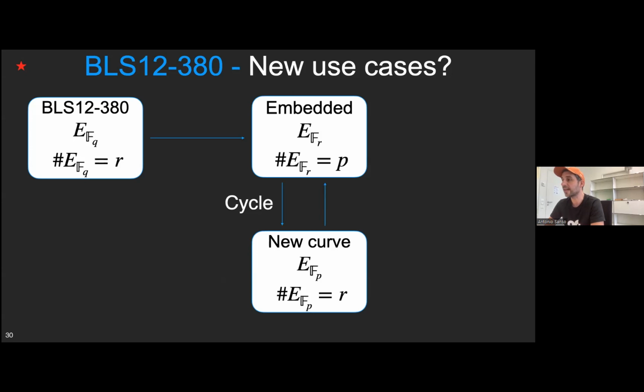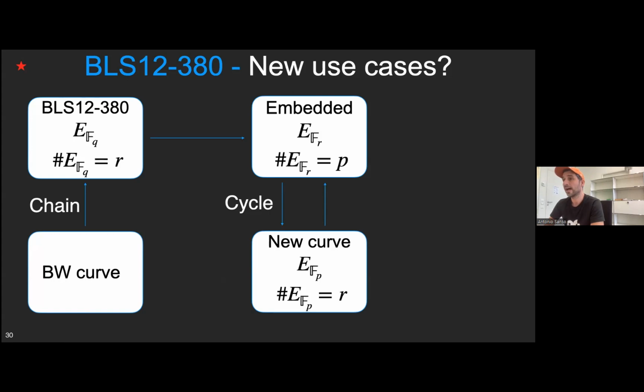So this means that you have a cycle. Starting from a curve that is BLS12-380, you have defined over Fq, it has order r. You have your embedded curve that has base field r, and its order is p. But at this point, you have another curve defined over p that has order r. So you have the cycle, and you have a chain of BW curves that is the standard chain with the BLS. So what you can actually do now is do some Halo, Supernova shenanigans over these two curves. And then at the end, do some ZK magic over the BLS12-380 curve.